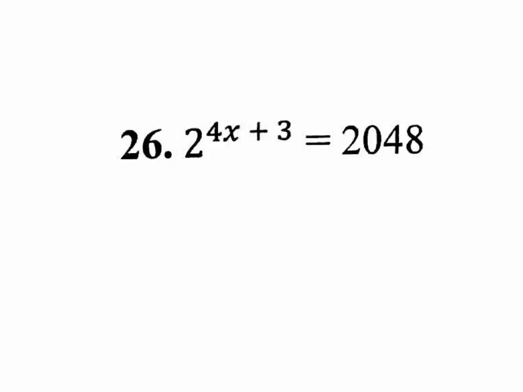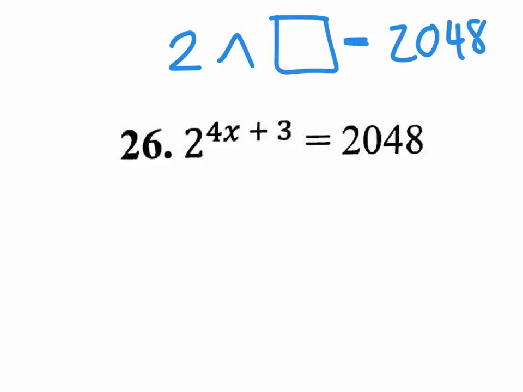Jumping to 26. You have a base right here of 2. It'd be nice if we could change this to a base 2. In other words, 2 to what power gives us 2048? I have no idea. I'm going to jump to the calculator. And this is what I'm going to do on the calculator. 2, caret button. And then I'm going to start typing in numbers right there. And hopefully I'll get 2048 at some point.